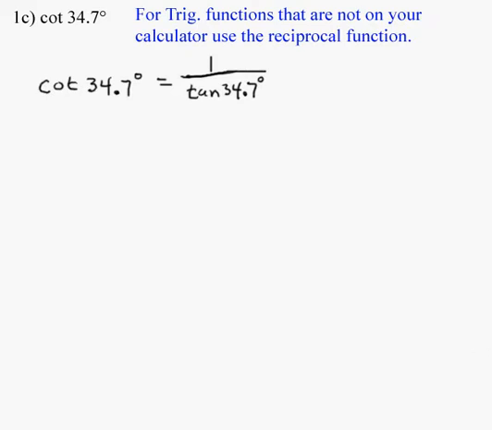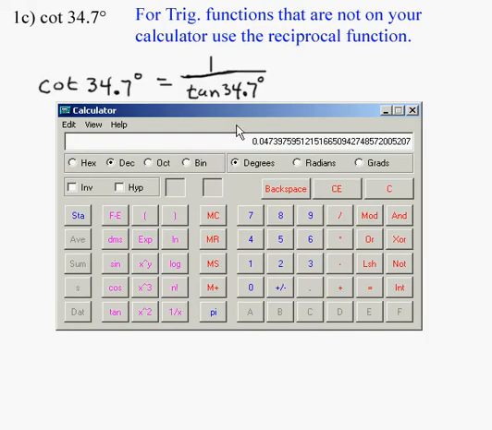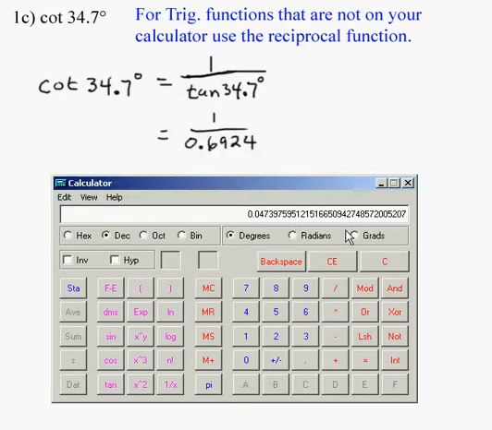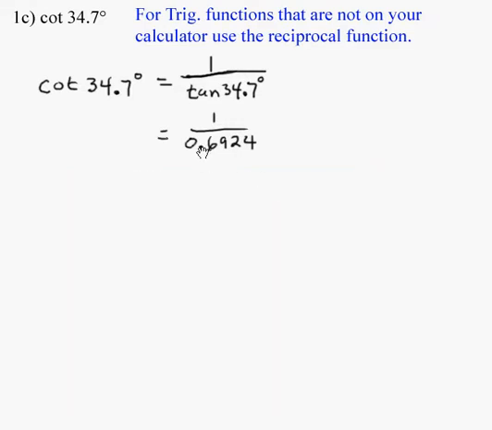When we do that, let's get our calculator ready. And let me just demonstrate the tangent there. So we're going to clear out the previous entry. We're going to type in 34.7. Oops, sorry. Let me try that again. 34.7. And we're going to hit the tangent button here. And we're going to round that decimal to 4 places. So 0.692438 is just going to round out to 0.6924.